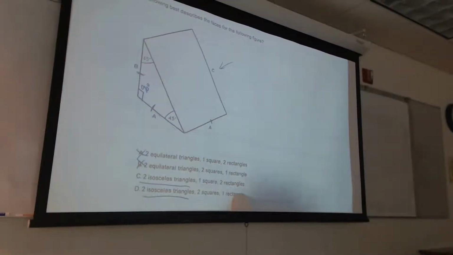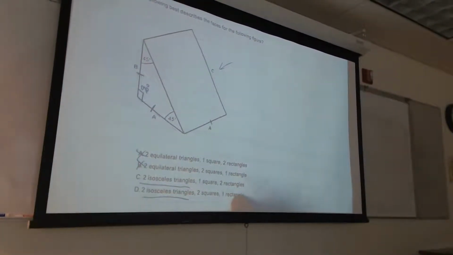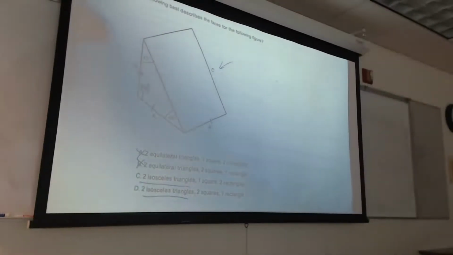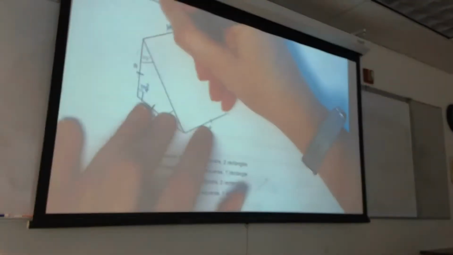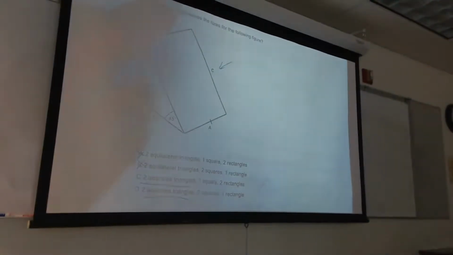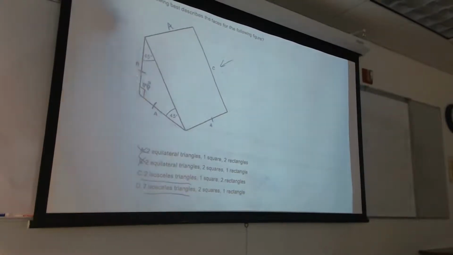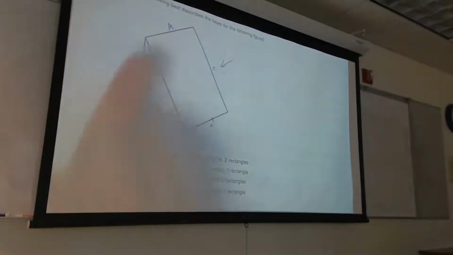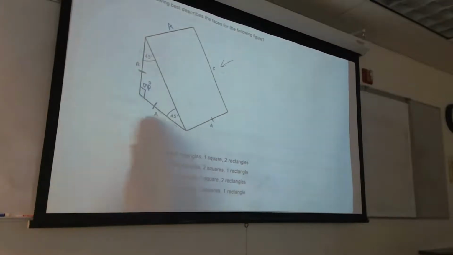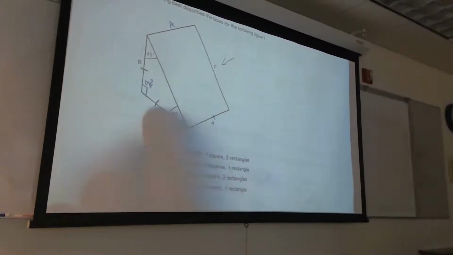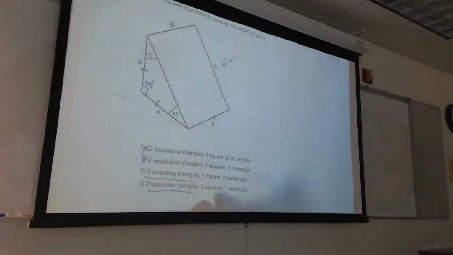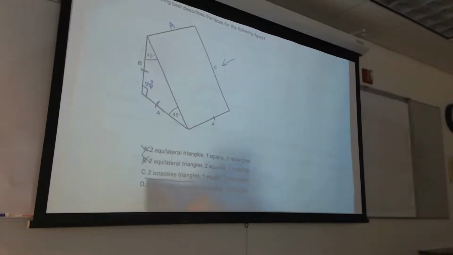So now we have to decide, are there 2 rectangles or 2 squares? What's back here? A square, right? Because this is also A. So this back one is A by B by A by B. So we've got a square back there. And what's on the bottom? A square. So we have 2 squares and 1 rectangle.